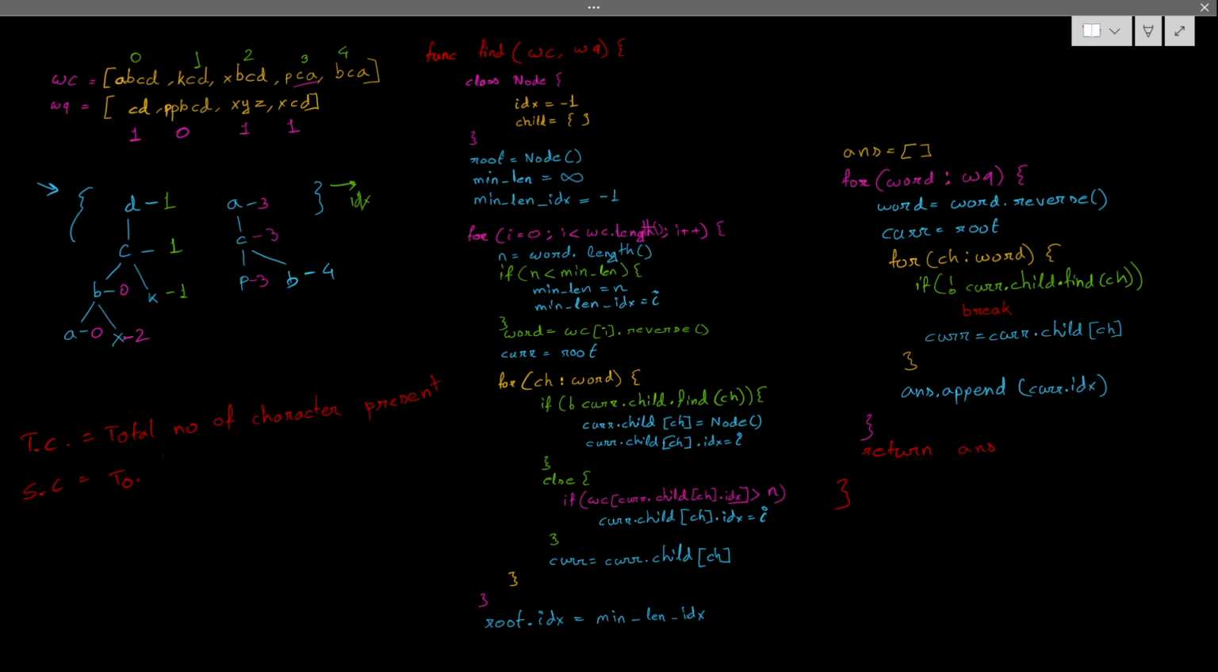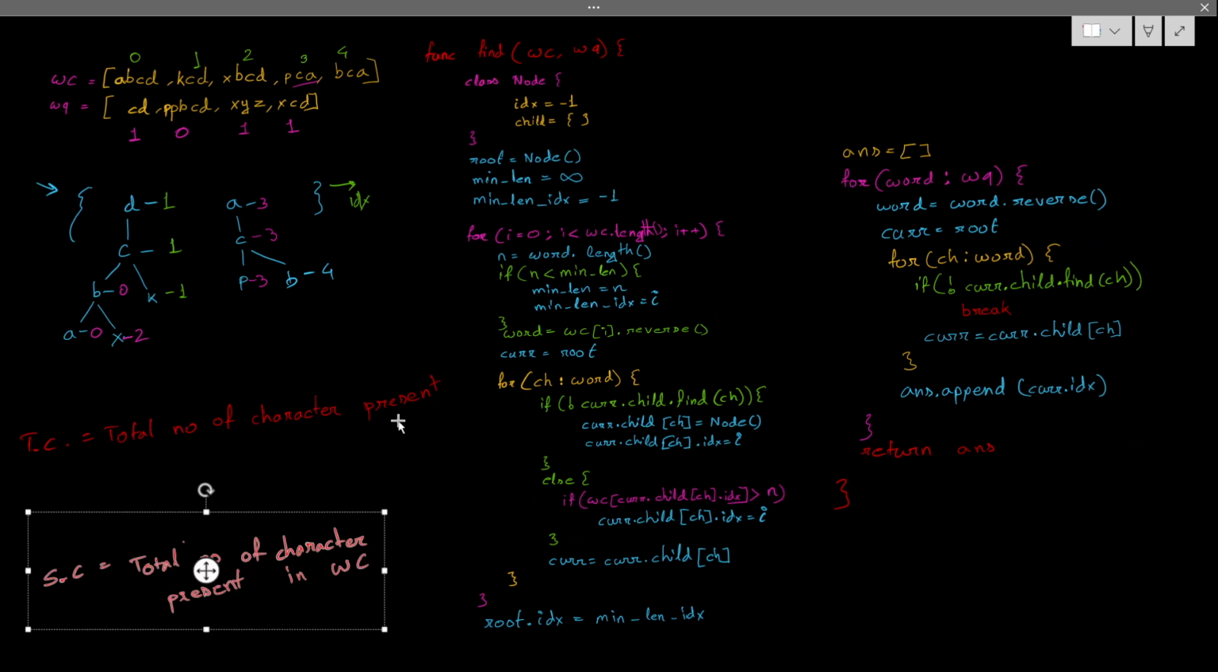Here it is the total number of characters present in WC, especially because I'm building the trie based on WC. WC means word container. Okay, so for better writing, you should have written this one. This is the space complexity for sure.